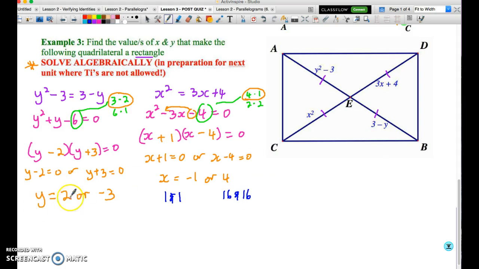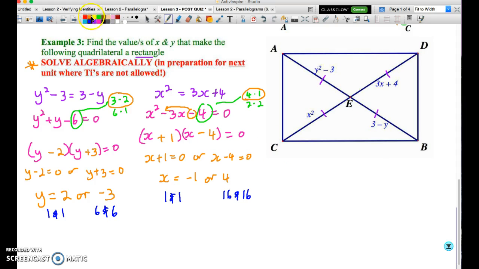And likewise, I'm going to do the same thing with the y values, substitute them in to each of the pieces. So y squared minus 3 is going to yield a value of 1. 3 minus 2 is going to yield a value of 1. If I substitute minus 3 into the equation, I'm going to get minus 3 squared, which is 9, minus 3 is going to give me 6. And if I substitute 3 minus minus 3, that will also give me 6.